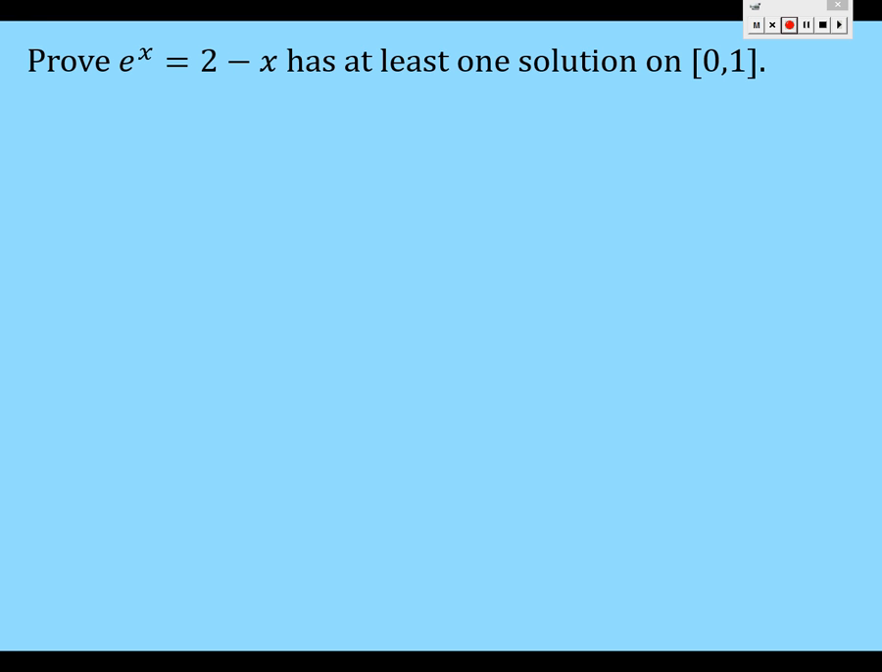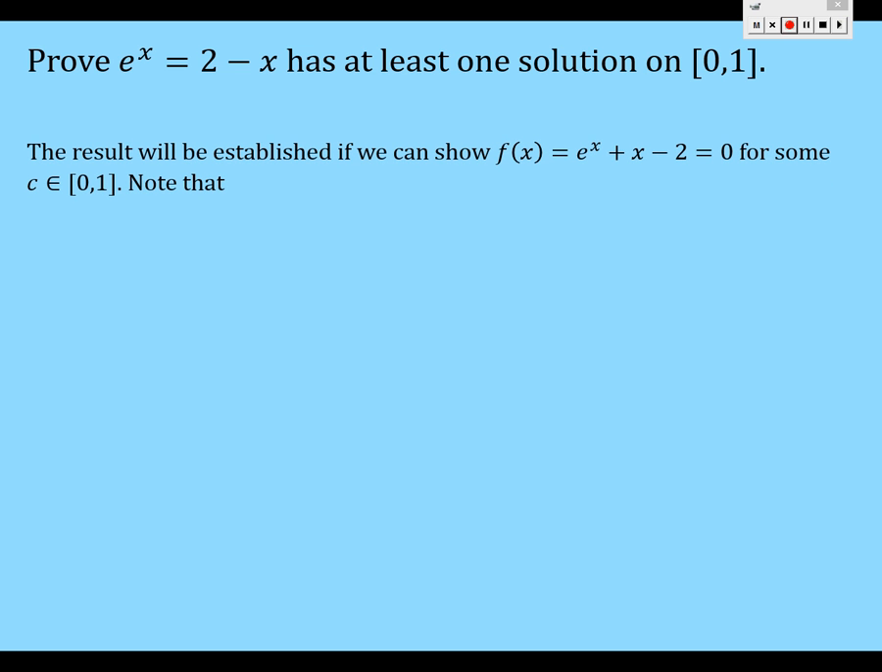The intermediate value theorem doesn't really talk about two functions. It only talks about one function, doesn't it? So what am I going to do? I'm going to move it all to one side. So we definitely will be done if we can establish that this is true for some value in 0 to 1. We'll be done.